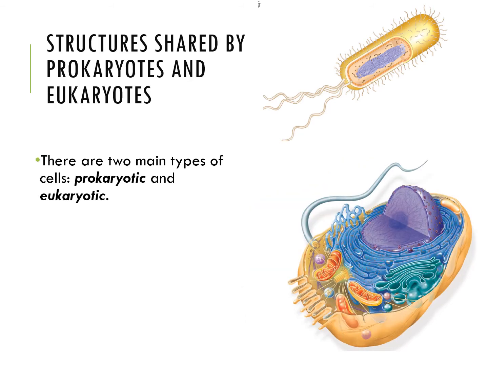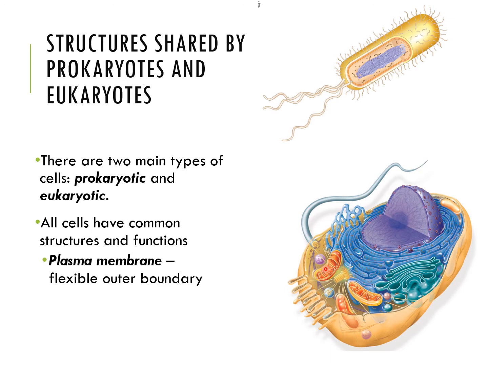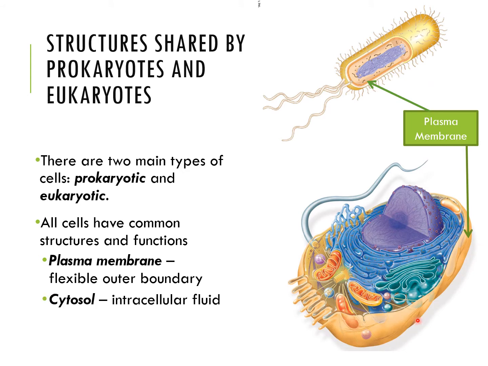So there are 2 main types of cells. You have prokaryotes, which this is a prokaryote up here, and then you have eukaryotes down here. All cells have a common structure and function. So we have the plasma membrane, which is a flexible outer boundary. You can see right there is the plasma membrane. Cytosol, a lot of times called cytoplasm, is just the jelly-like substance on the inside.